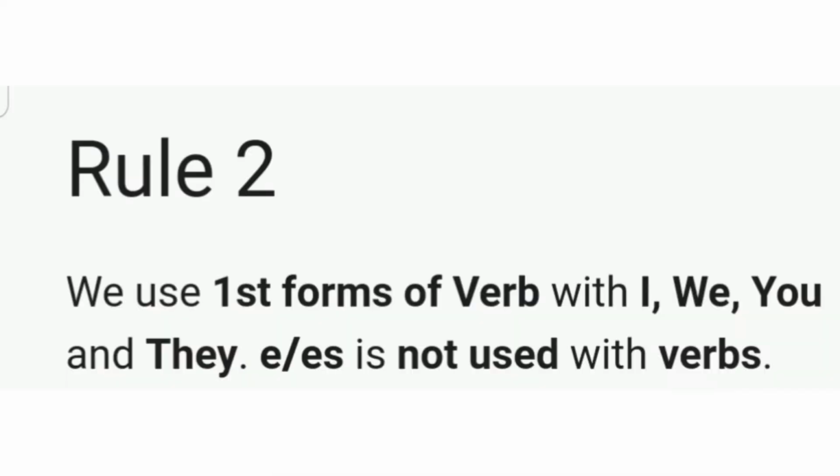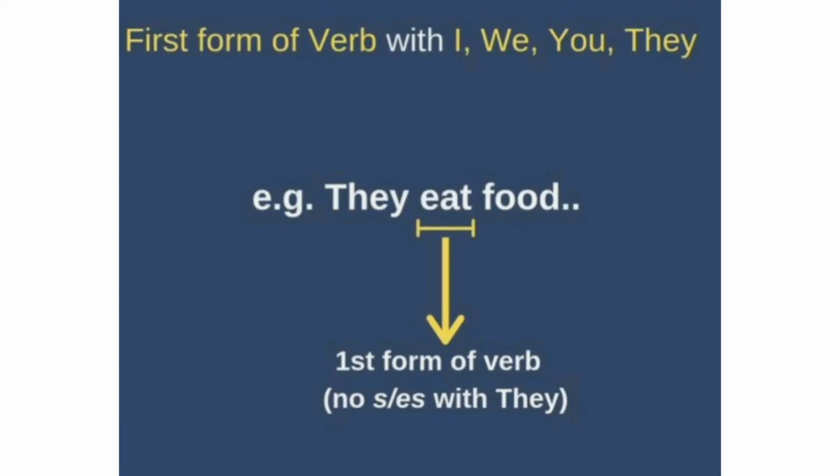See rule number two, in which we use the first form of the verb with I, we, you, they, and we do not use s or es with the first form of the verb. See the chart, present indefinite tense, in which we have used the first form of the verb with I, we, you, they: they eat food. The subject was they, so we added the first form of the verb and there is no use of s or es with they.